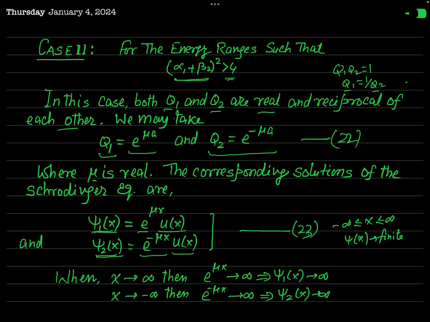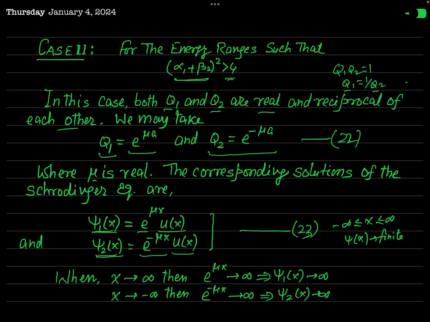If its value is finite for any value of x for the entire range of x between minus infinity to plus infinity, then the function is said to be bounded and it is a valid wave function. But these functions are mathematically alright, but you will check that these are not bounded functions.